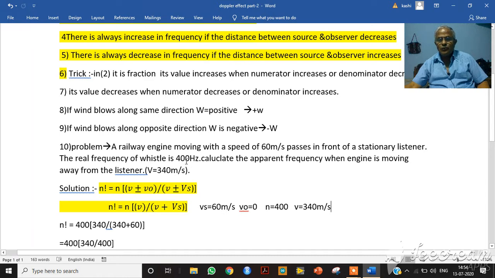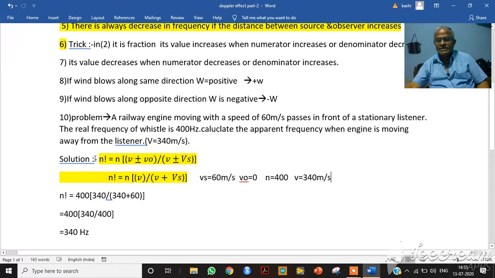See one problem. A railway engine moving with a speed of 60 meters per second passes in front of a stationary listener. The actual frequency of the whistle is 400 Hz. Calculate the apparent frequency when the engine is moving away from the listener. Va is given as 340 meters per second.